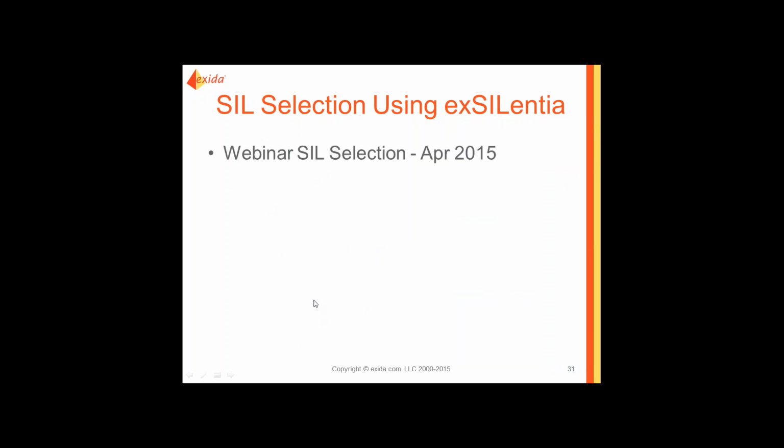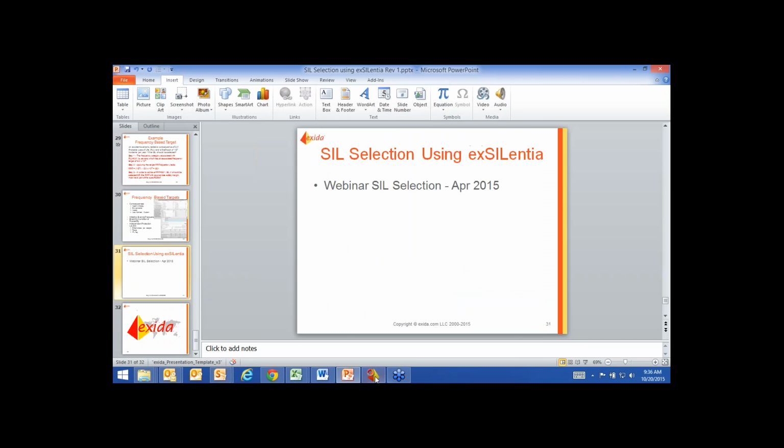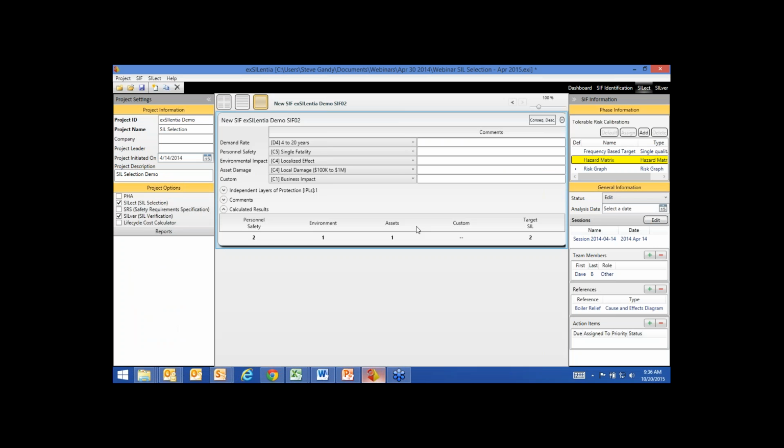So at this point, what I want to do in the last few minutes is to show you an example from exSILentia. So we have our SILect tool. This is what we're looking at. If we look at the tools that we have available, we have the hazard matrix.